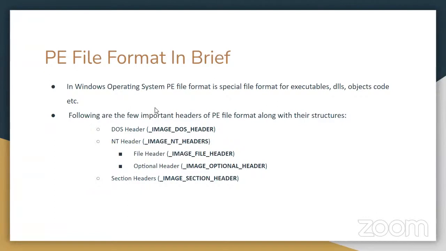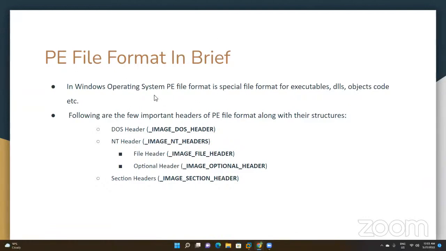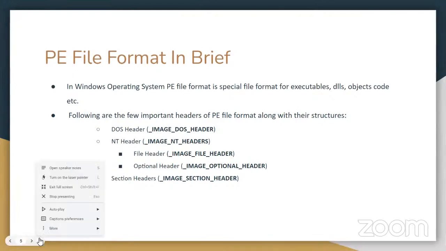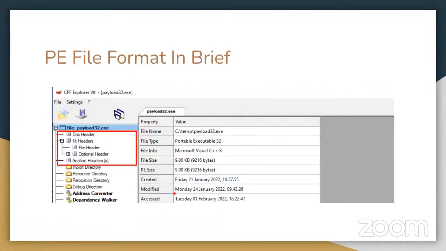The PE file format is a file format for executables, DLLs, and object code in the Windows operating system. There are a few important headers in the PE file format, which are the DOS header, NT header, and inside the NT header, there are the file header and optional header, and the last header is the section header. Let me turn on the laser now. You can see these are the headers that I just talked about.